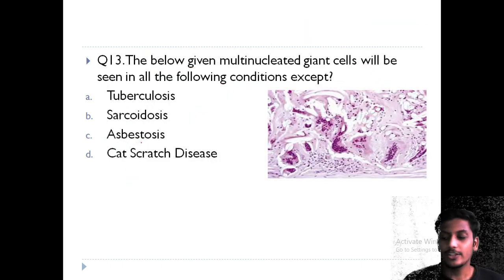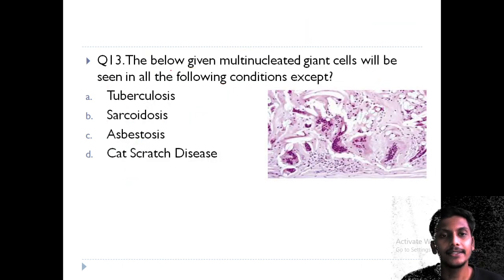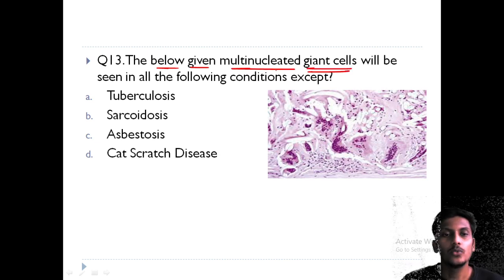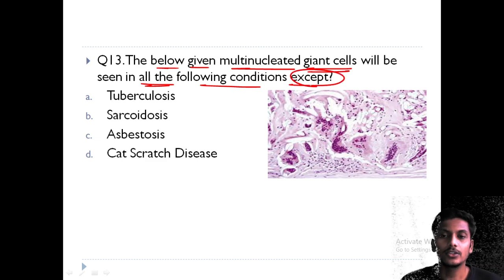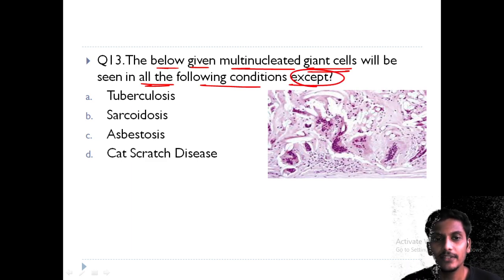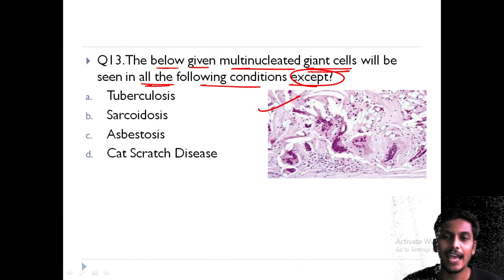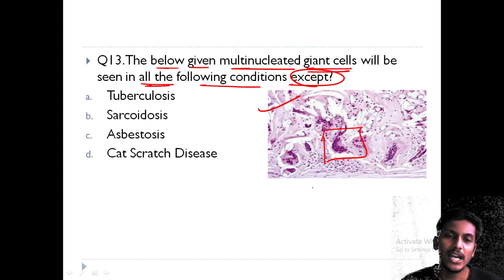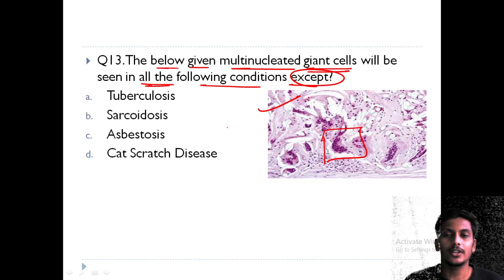Moving further to our next question, question number 13. Here it states, the below given multinucleated giant cells will be seen in all the following conditions except. So they are asking about the below given giant cell. On the histopathological picture that we have here, we can see a giant cell. This multinucleated giant cell is seen in all these conditions except one. So in which condition it is not seen, let's see.